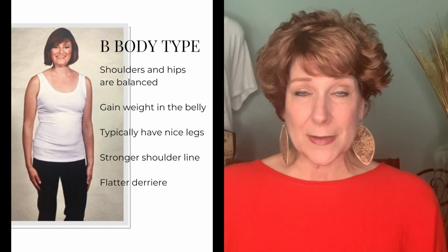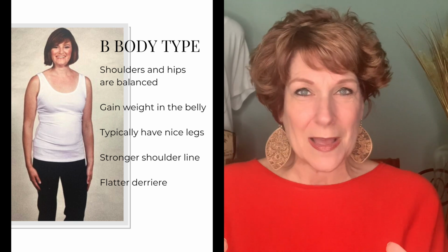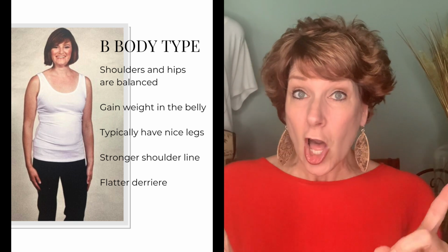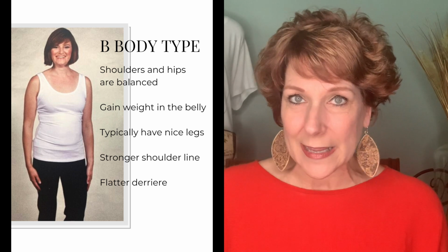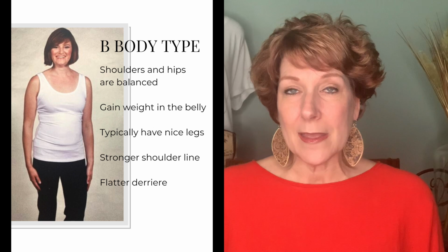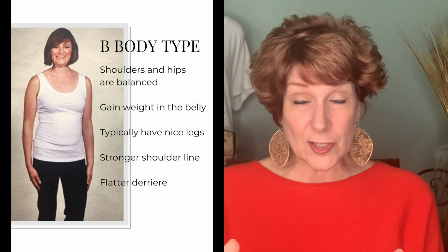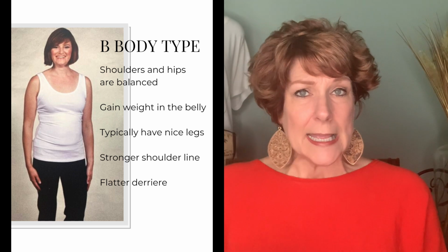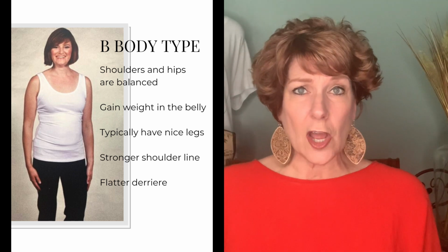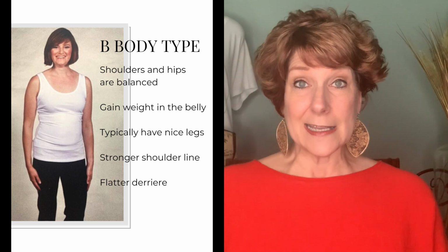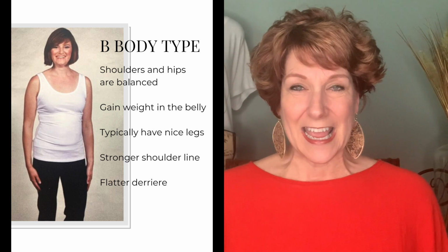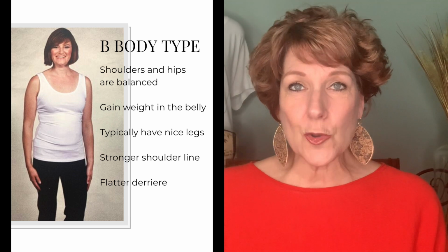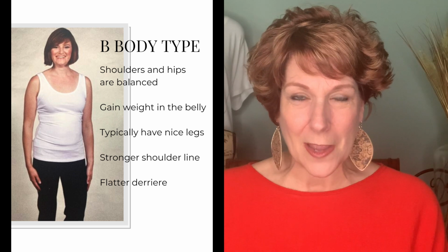So a B body shape, if you're looking in the full length mirror at yourself, your shoulders and your hips are balanced, all right? Pretty much straight up and down. You don't have a very indented waist because you gain your weight in your belly. Typically, a B body shape has really nice legs, average legs, good legs, not super skinny, not full at all, just nice legs. And typically, shoulders are prominent, and so a stronger shoulder line. You are likely a B body shape, all right?